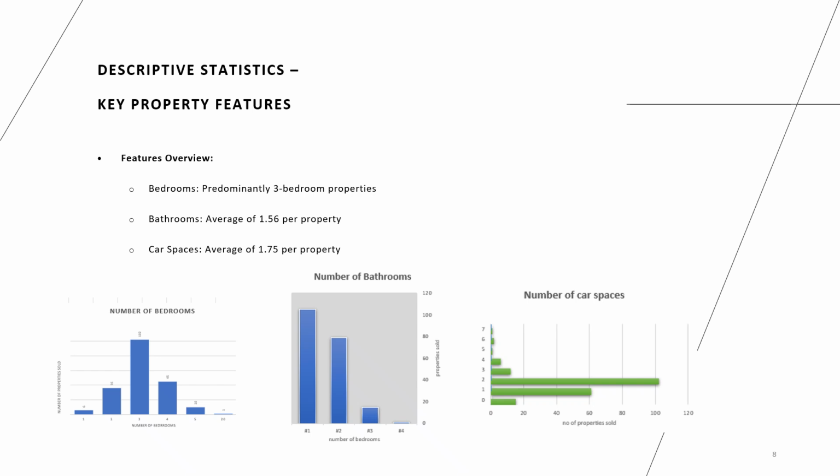Now, this slide demonstrates that the key property features were predominantly 3-bedroom, had an average of 2 bathrooms, and mostly 2 car spaces.